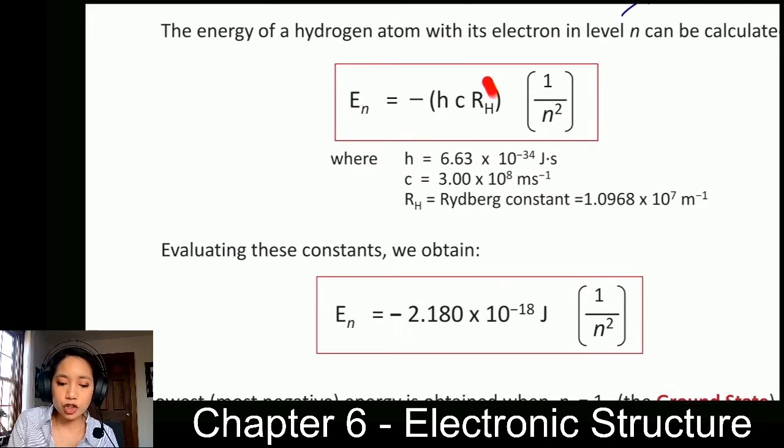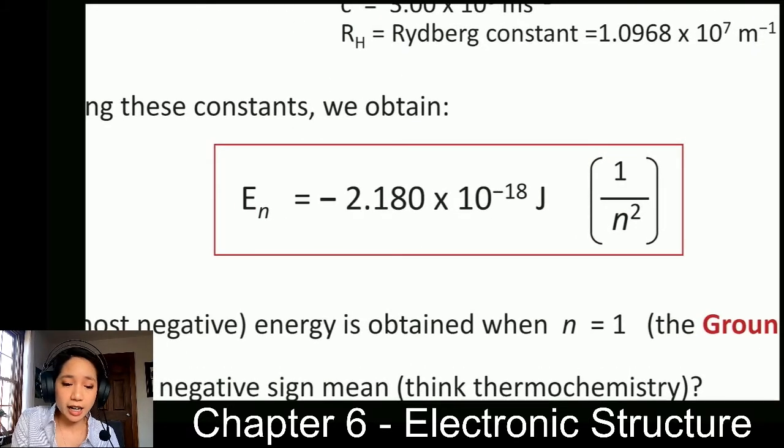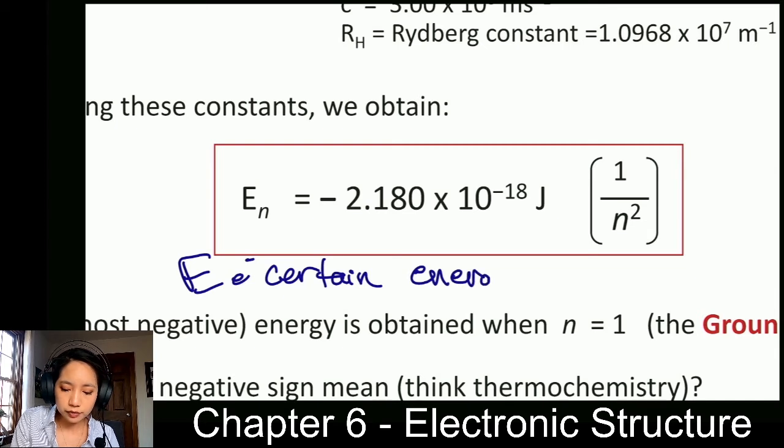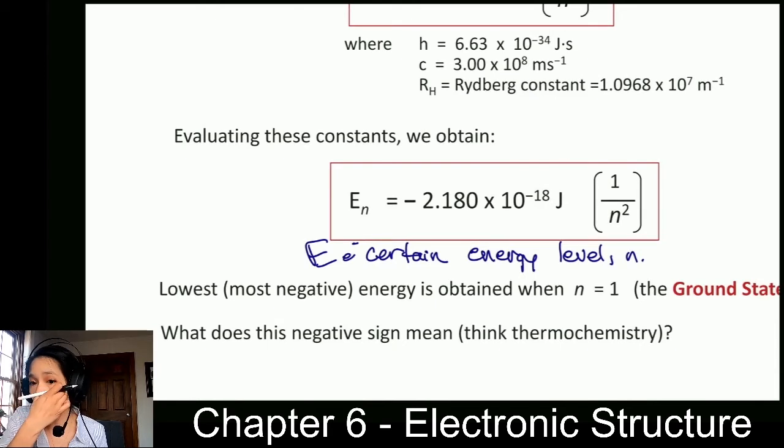All right, so if we take all of these constants and put them together, we get that the energy of an electron in a certain energy level n, so any integer, is equal to negative 2.180 times 10 to the negative 18 joules times 1 over n, that n value squared. So depending on what energy level that electron is in, will change the absolute energy of that electron.